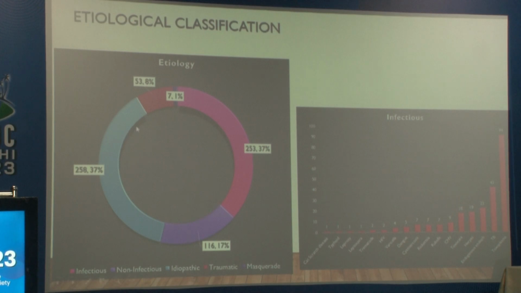If we classify on an etiological basis, in our study we have seen infection was the major cause, followed by idiopathic and non-infectious causes. In case of infection, what we have seen majorly is that toxo and TB were the major ones. The rest are in lower percentages.